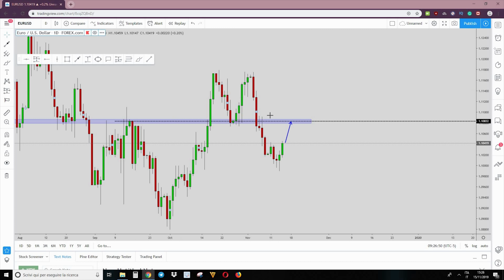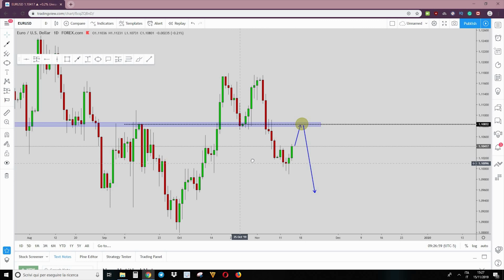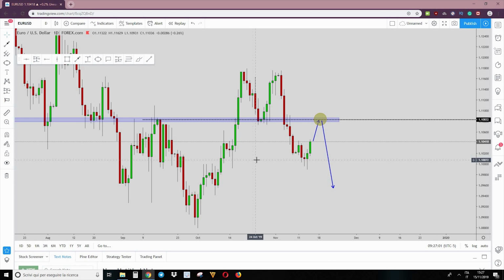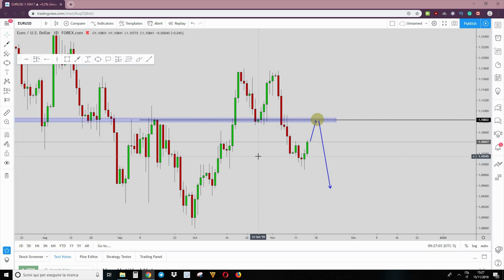So if we get a push to the zone, and if we get a valid entry for the push to the downside with at least a 1 to 3 risk to reward, then definitely this is a trade that we will be taking with the students next week.